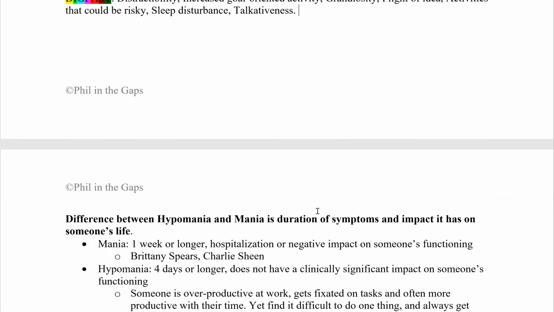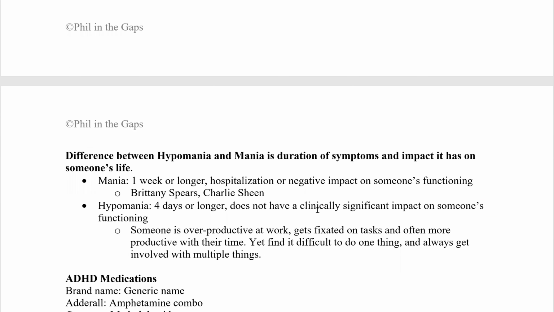So to differentiate them and to make sure that it's clear, mania, which is associated with bipolar 1 disorder, lasts a week or longer. So the length of time is going to be specified for us, and it's going to have that clinically significant impact on the person's functioning, and it does not require an episode of depression. Some celebrity examples: Britney Spears when she shaved her head and got wild on the paparazzi; Charlie Sheen when he thought he had tiger's blood and that he had superpowers.